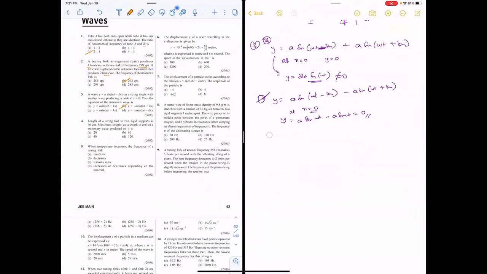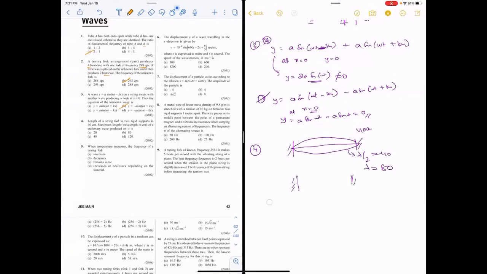So length of a string, fourth question. Length of a string tied to two rigid supports. There are two rigid supports. The length of the string is 40 centimeters. What is the maximum length or wavelength in centimeters of a stationary wave produced on it? So if you remember, this is the fundamental. For fundamental, lambda by 2 is equal to 40, or lambda is equal to 80.